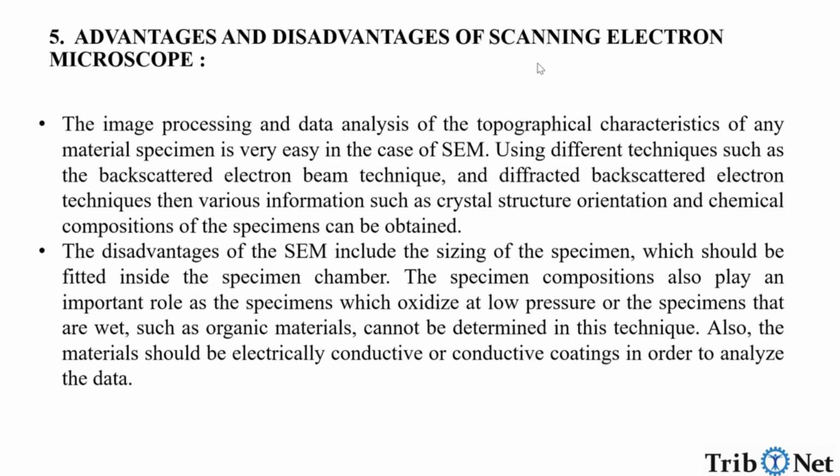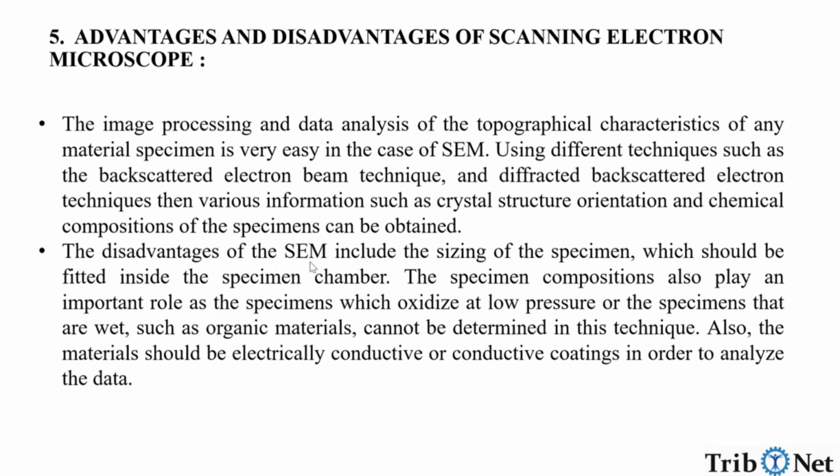What are the advantages and disadvantages of the scanning electron microscope? First, advantages. The image processing and data analysis of the topographical characteristic of any material specimen is very easy in the case of SEM. Using the different techniques such as the backscattered electron beam technique and diffracted backscattered electron techniques, various information such as crystal structure, orientation, and chemical compositions of the specimens can be obtained.